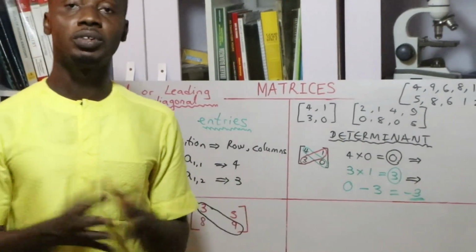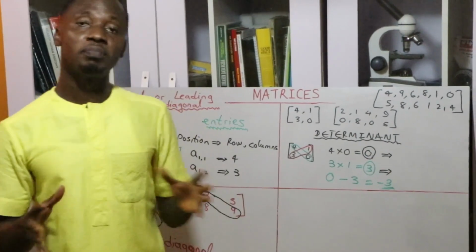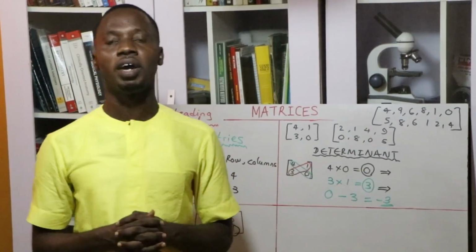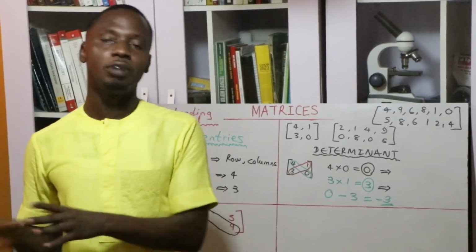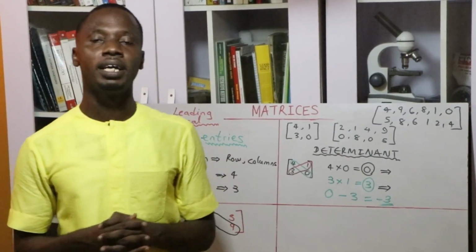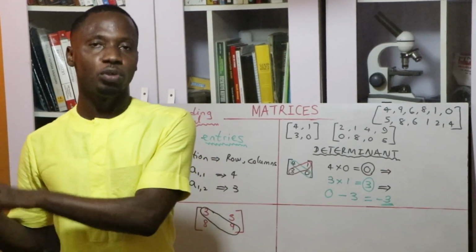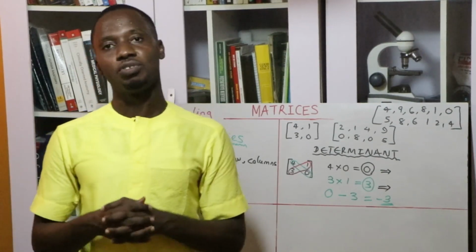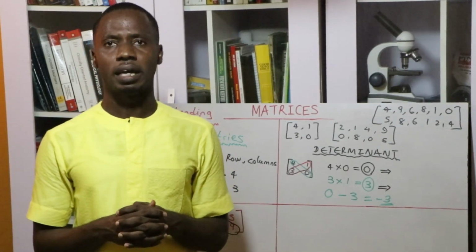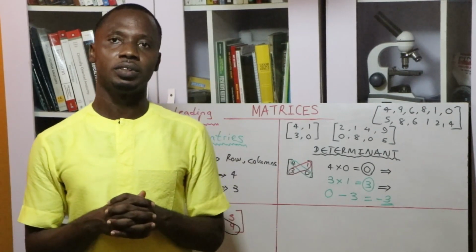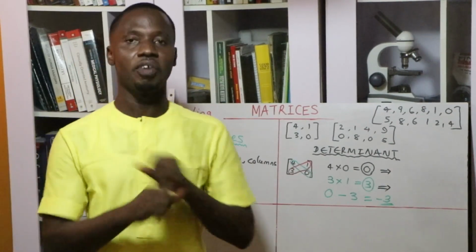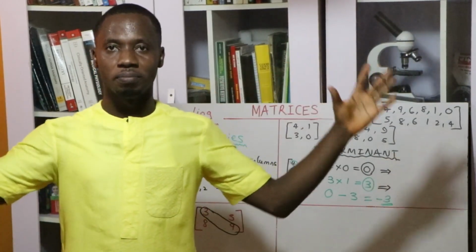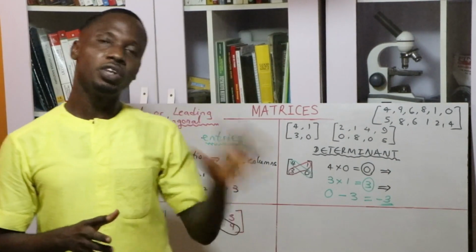Okay? How do you calculate the determinant again? You multiply the entries in the principal diagonal. You keep the product somewhere. You multiply the entries in the counter diagonal. You keep the product somewhere. Then you subtract the product of the counter diagonal from the product of the principal diagonal. And your answer will be your determinant. And determinant is very, very important because it is that single number that represents your matrix. Okay? So we're done with that.